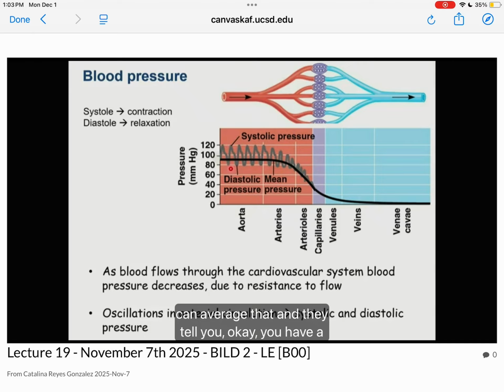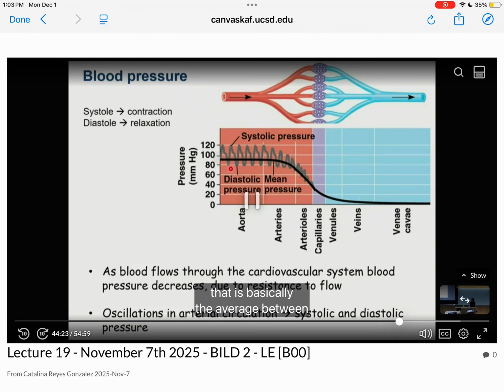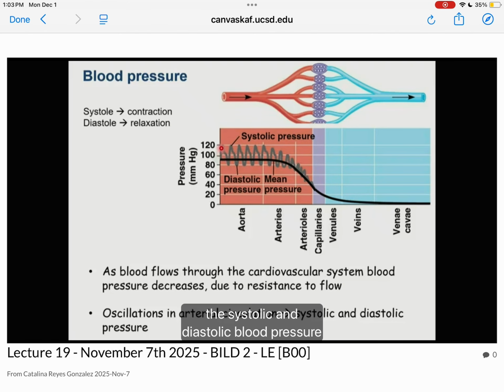And then you can average that, and they tell you, okay, you have a mean arterial pressure of 100 millimeters of mercury. That is basically the average between the systolic and diastolic blood pressure. And I'm not doing the math incorrectly. It's 100, even though you have 120 and an 80, because you spend more time in diastole than in systole. So it's 2/3 of the diastolic blood pressure plus 1/3 of the systolic blood pressure. But right now you don't need to know that formula. I may ask you to learn it later, but right now you just need to know this is systolic, this is diastolic, and you can average it as the mean arterial pressure.